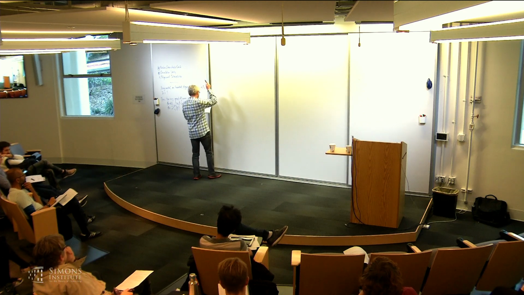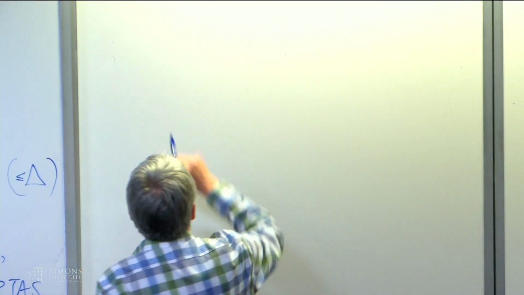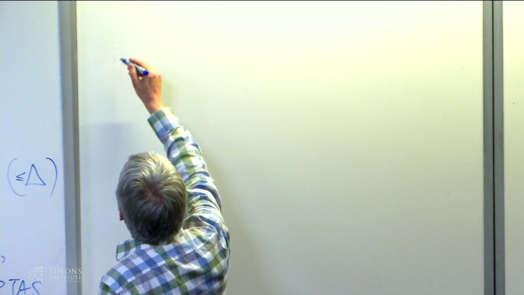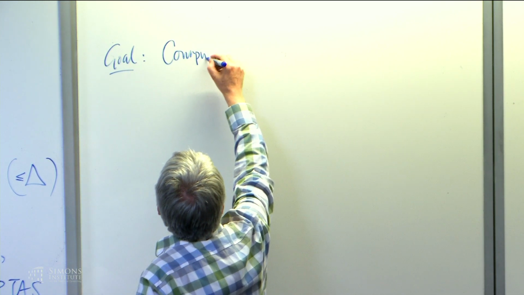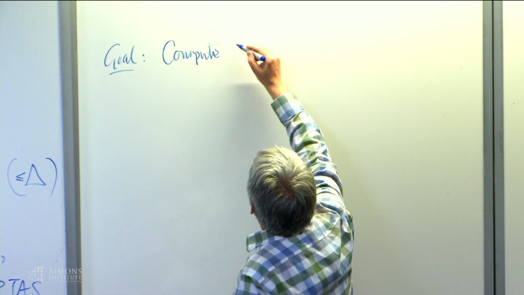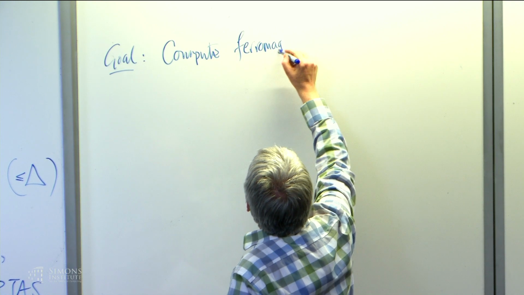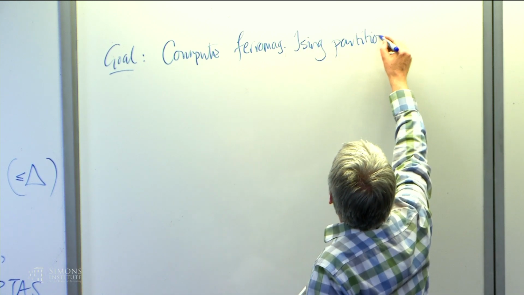So polynomial interpolation. What we want to do is, a very simple setting for this because we have the Lee-Yang theorem. Our goal is going to be to compute the partition function, the ferromagnetic Ising partition function, approximately, of course.